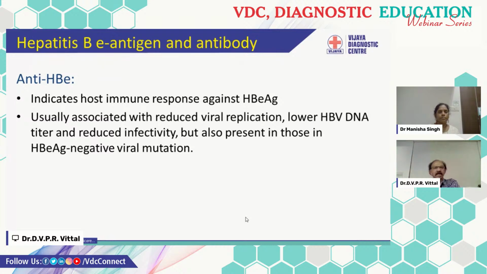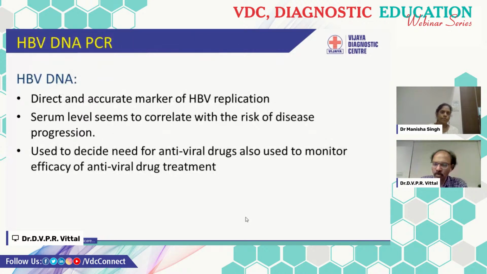Now, anti-hepatitis B envelope antigen. This indicates the host immune response against hepatitis B E antigen, and usually once this antibody appears, the viral replication is slowed down or not present, and the infectivity of the patient also is coming down. That is indicated by the anti-HBe antibody that is present in the patient.